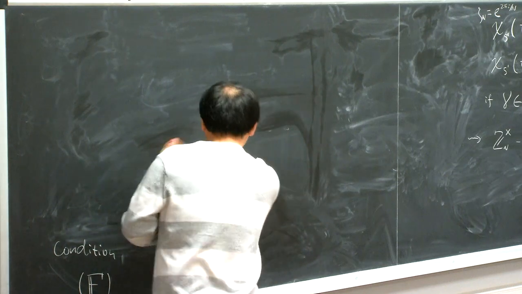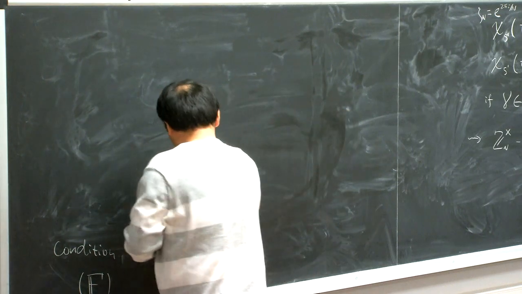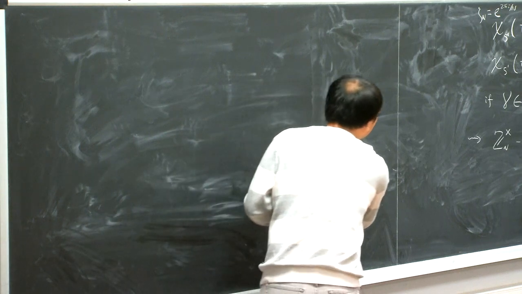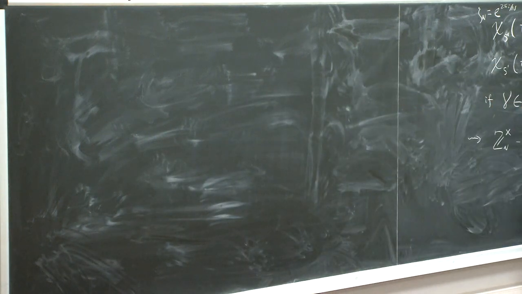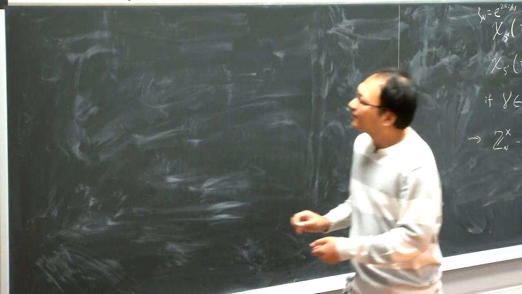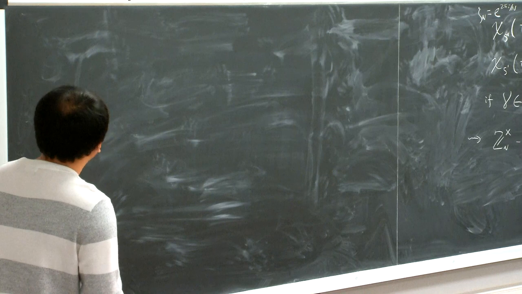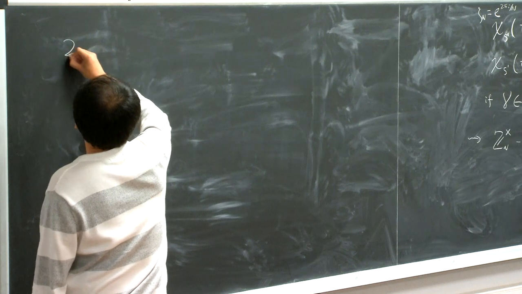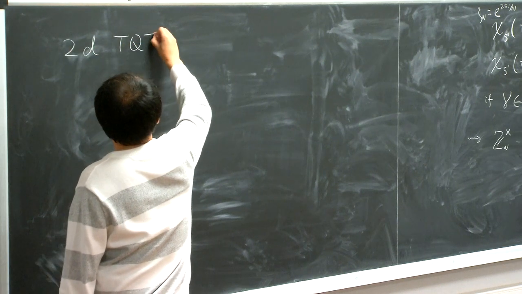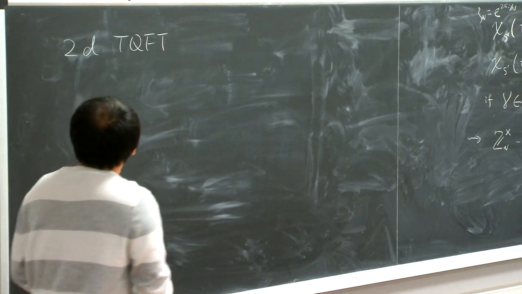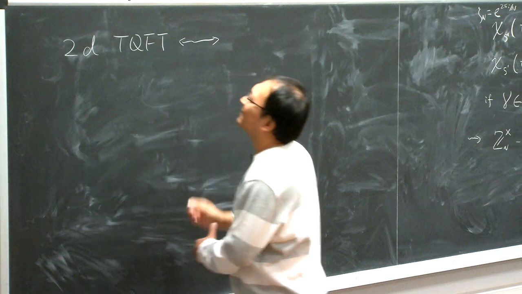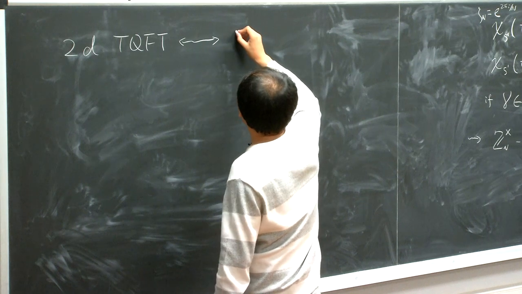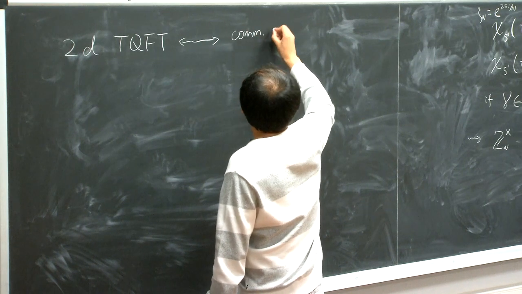So now I will say a little bit more about 3D TQFTs and then give you some examples. For many people here, you are perhaps already very familiar with the statement about 2D TQFTs. It's a well-known fact that the data for a 2D TQFT is the same as the data that defines a commutative Frobenius algebra.